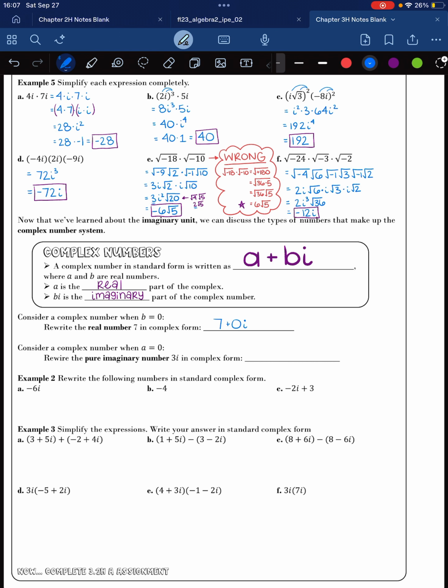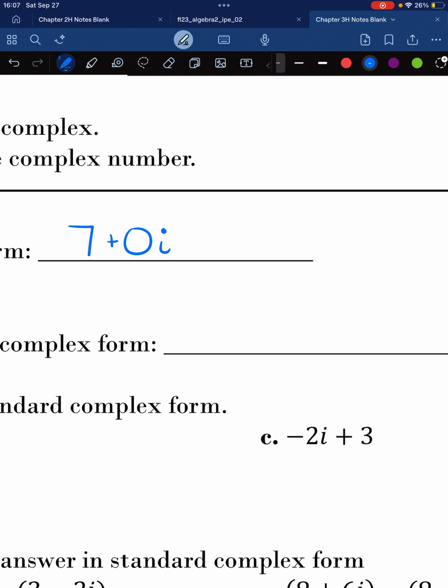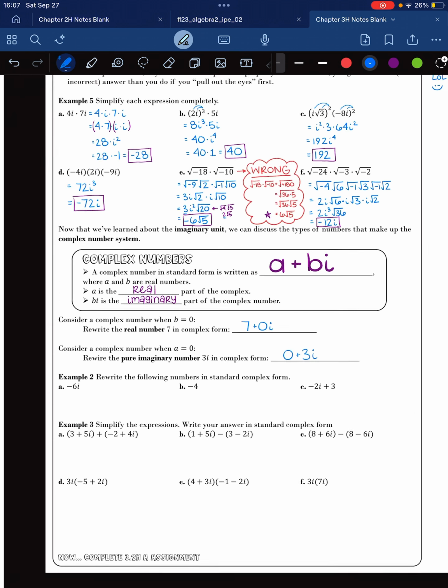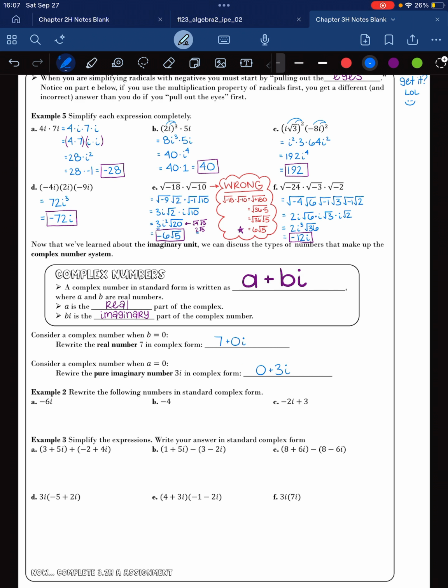But this is how I would write a real number in complex form. Okay, a pure imaginary number I can write as, there is 0 real part to it, that 0 component, plus 3i. There we go, and that is in standard complex form.